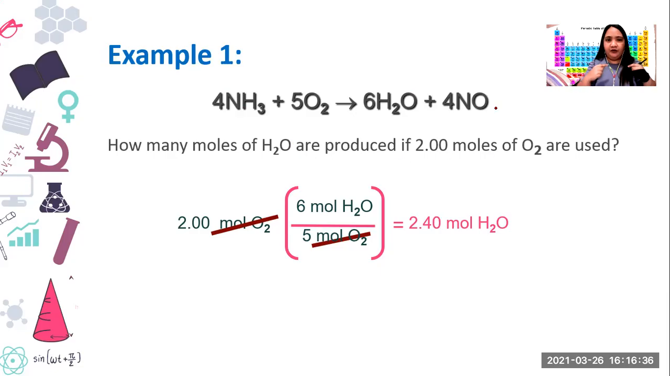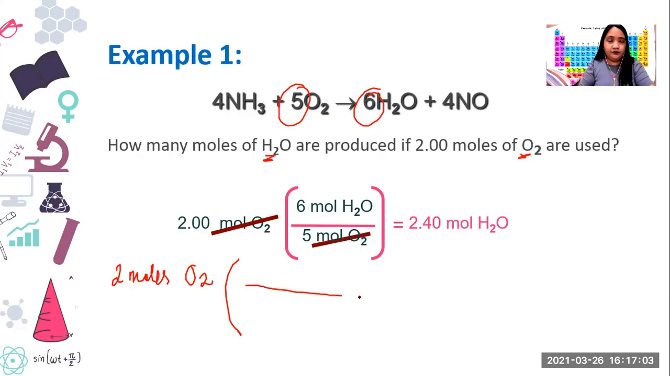The technique for me would be to get the given and highlight the ratio. Oxygen, where is it? Oxygen, that's 5. And then water, that's 6. So I start with 2 moles of oxygen. You know that for me to cancel moles here, I have to put moles here, so moles of oxygen also.